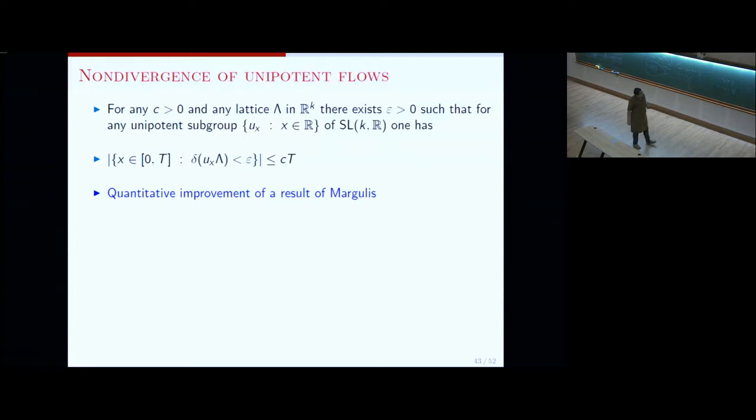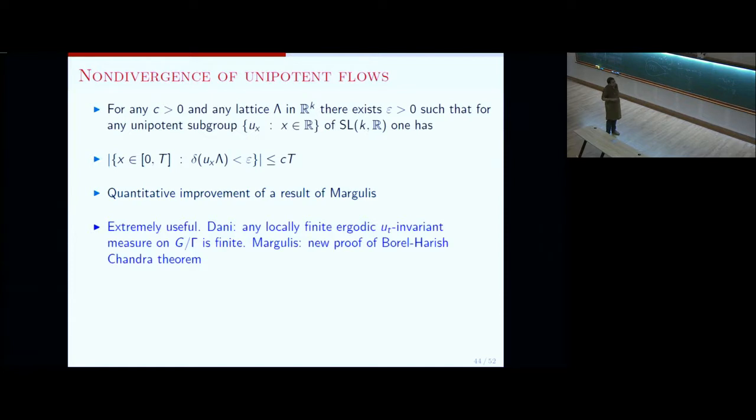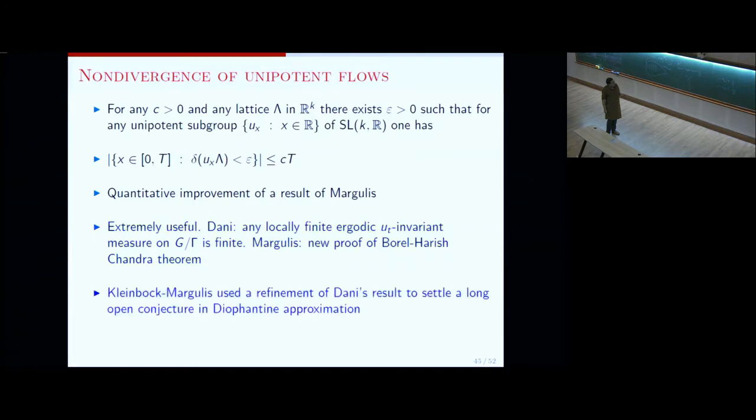Dani's quantitative improvement of this has been extremely influential. First of all, Dani used it to prove that locally finite ergodic invariant measures on G mod gamma are actually finite. This is a very useful result. This result has been recast in Teichmuller space by Minsky and Weiss, and more recently by Lindenstrauss and Mirzakhani.